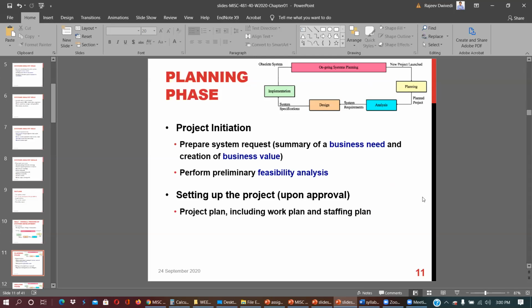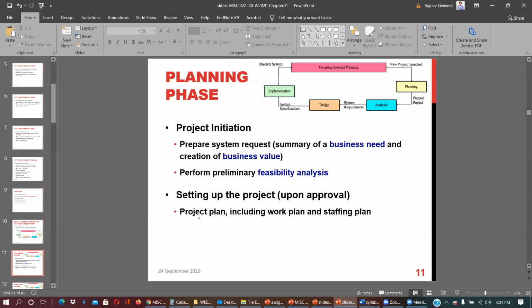And perform a feasibility study at the very beginning, whether having this system will give some extra value, will give leverage, will give a competitive advantage, will give some values and benefits to the business. So that is a feasibility from the economic point of view, from the technical point of view, from the operational point of view, all three important.